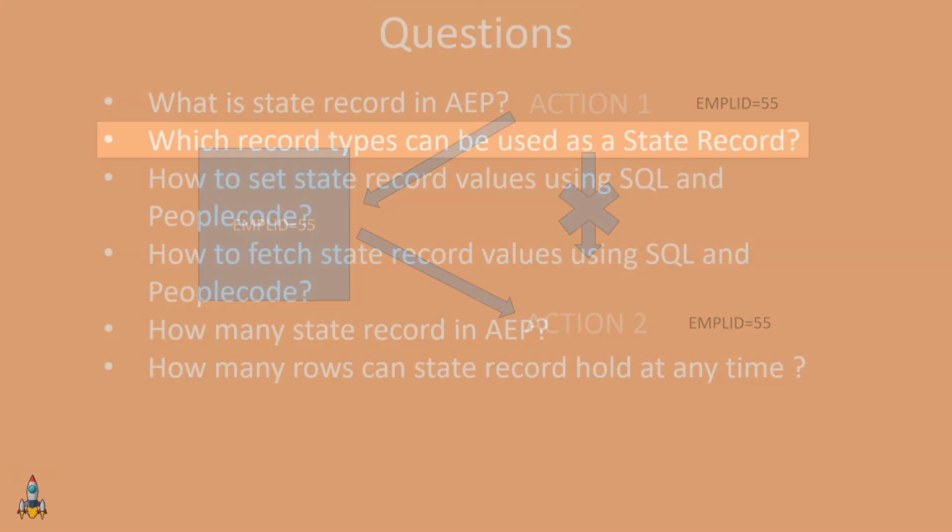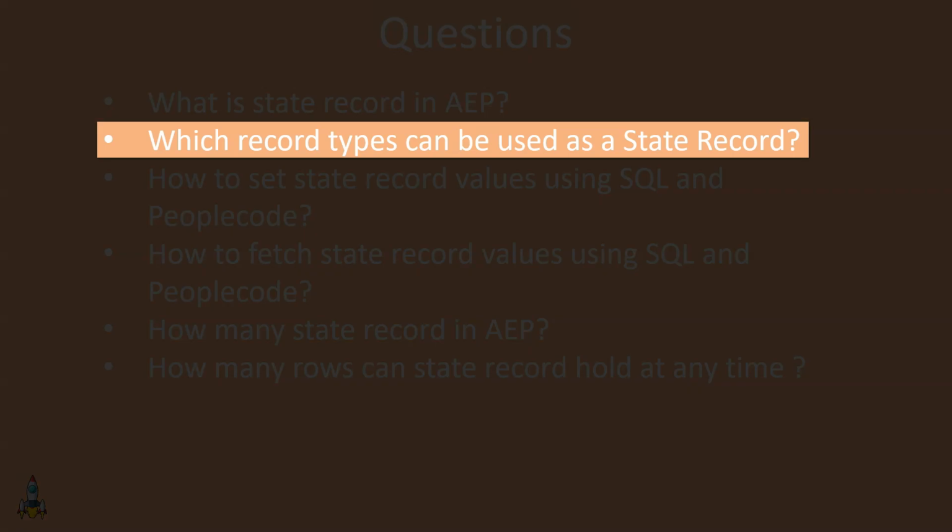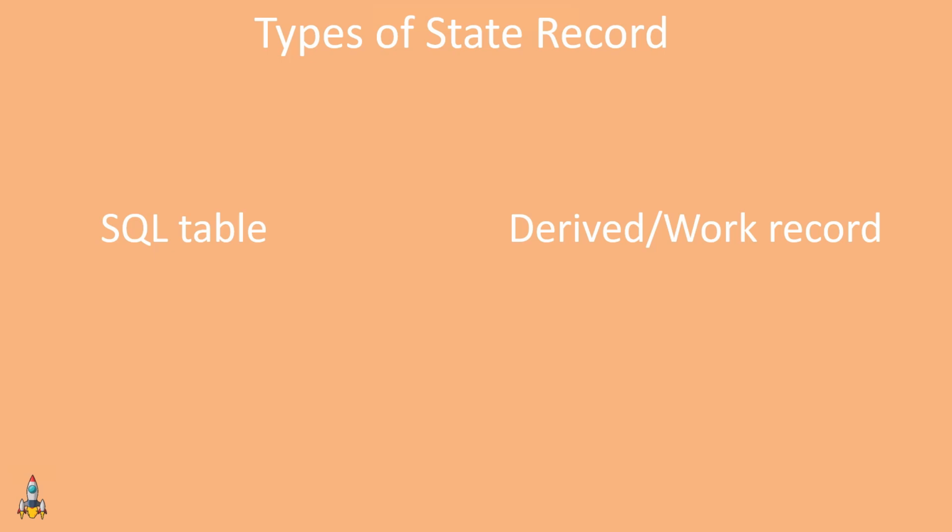The next question is, which record types can be used as a state record? So when it comes to types of state record in an application engine program, there are two types of records which can be used as a state record. The first one is a SQL table, and the second one is a derived or work record.